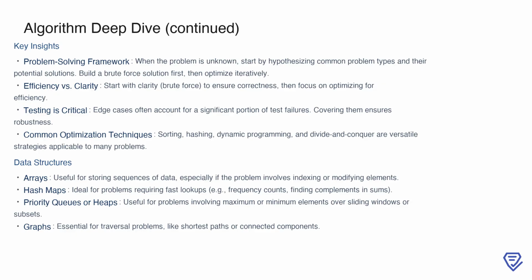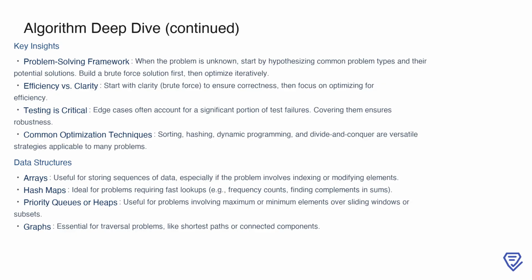To summarize, solving algorithmic problems effectively begins with a structured framework. When the problem is unknown, start by hypothesizing its type and requirements, then progress by building a brute force solution to ensure correctness. From there, refine and optimize iteratively to improve efficiency without sacrificing clarity. It's important to prioritize clarity initially, as a clear solution is easier to debug and verify. Once correctness is established, focus on optimization to handle larger inputs effectively. Testing plays a critical role in this process, as edge cases often reveal hidden issues. Covering these ensures that the solution is robust in all scenarios.